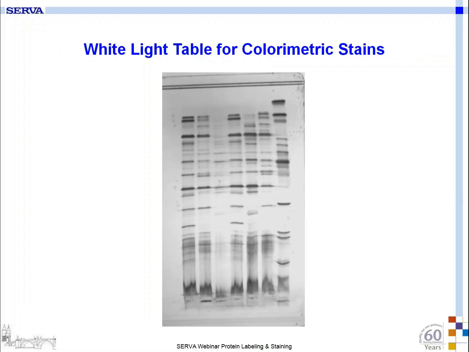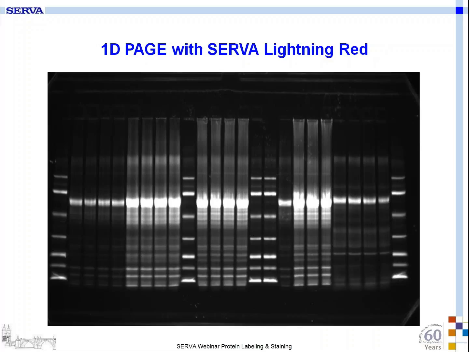It comes with a white light table as well for colorimetric stains. Here you have such a colorimetric stain. This is an isoelectric focusing gel stained with SERVA Violet. And here is a normal 1D PAGE, so a normal SDS-PAGE that was stained with Lightning Red on our imager.